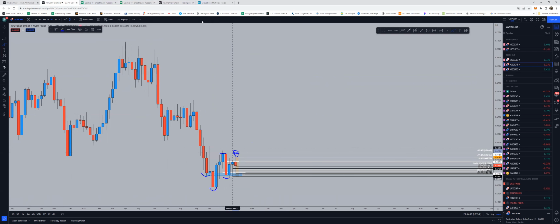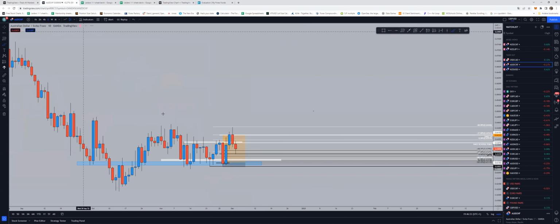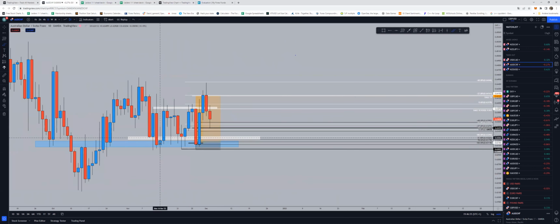Then we touch here the weekly highs eventually. So if I go to the daily now, you can see that on the daily we had here our shoulder 1, head, shoulder 2, which kind of played out.